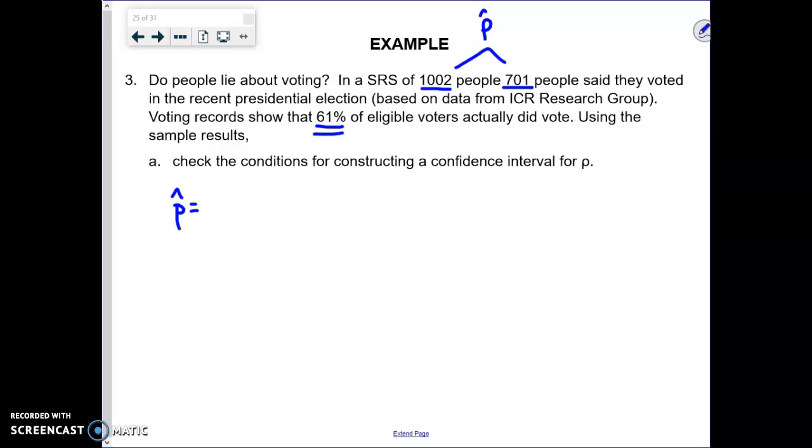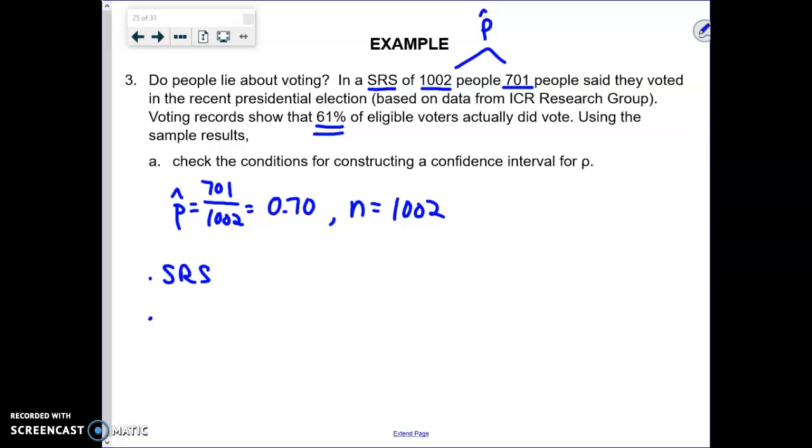So p-hat is equal to 701 people said they voted out of 1,002. That would give us approximately, and I'm going to round this because it's pretty darn close, 0.70. And n is equal to 1,002. Now, let's check the conditions. First of all, it said somewhere in here it is a simple random sample, so that holds.